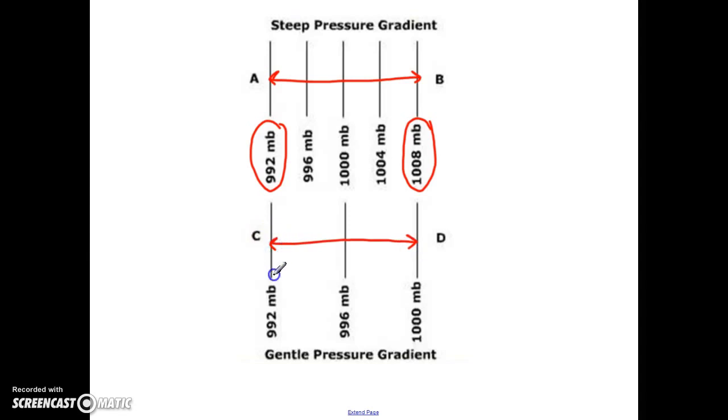Point C has a pressure of 992 millibars, just like point A did. But unlike point B, the pressure at D is only 1,000 millibars. So which one has a steeper pressure gradient? Right, from A to B. Because over here we have a difference of 16 millibars spread out over that distance, whereas down here, we have a difference of 8 millibars spread out over the same distance.